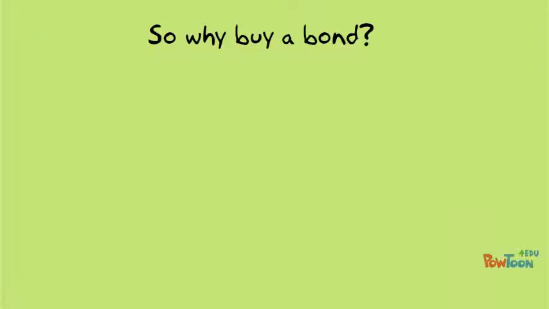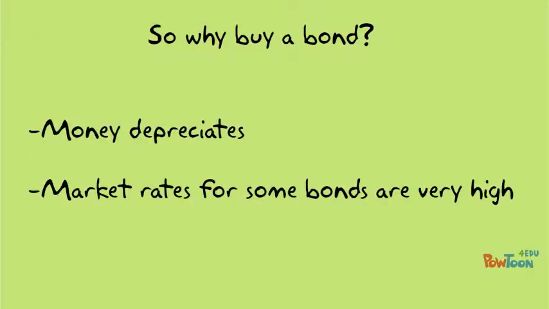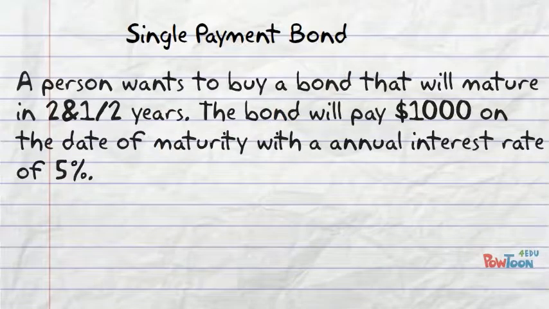So, why buy a bond? Well, one reason might be the fact that money depreciates over time due to things like inflation. So, if you buy a bond, it's one method of helping money keep its value, in a sense, anyways. So you'll have as much today as you would years from now. And market rates for some bonds are also very high, so you can end up making some money even after you deduct depreciation.